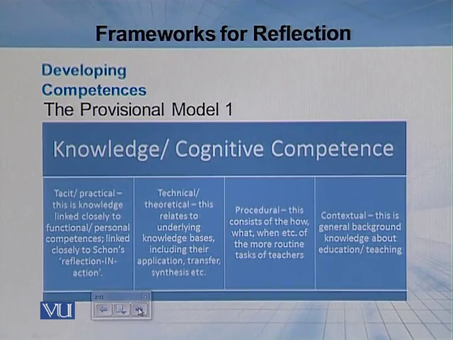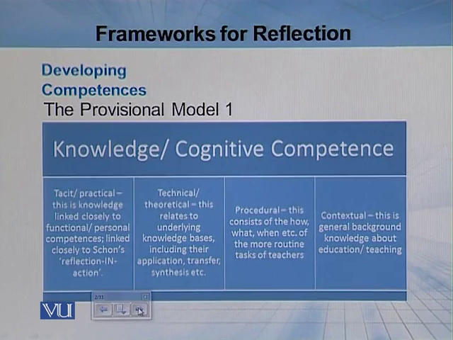Another component of this competence is the technical theoretical aspect of reflection, or in other words, how the teacher is looking at their own knowledge base and seeing how this can be transferred, how it's applied, how to use this in their teaching. Another component is the procedural aspect of teaching and what the teachers actually do in relation to the activities that they engage with in the classroom.